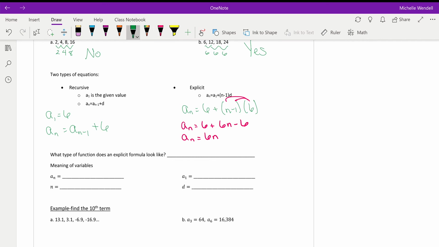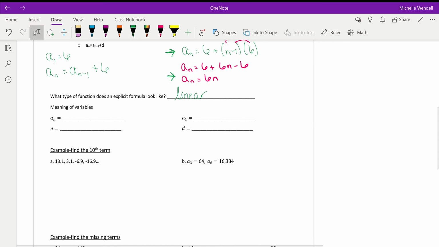But what type of function does the explicit formula look like? If we look at this here, or even this one here, this is a linear function. If you graphed that function, like you plugged in 1 and then got the y value, plugged in 2, got the y value, and so on and so forth, you would see that it graphs a linear function because it has a constant change, which would be a slope in this case, or a rate of change for a linear function.